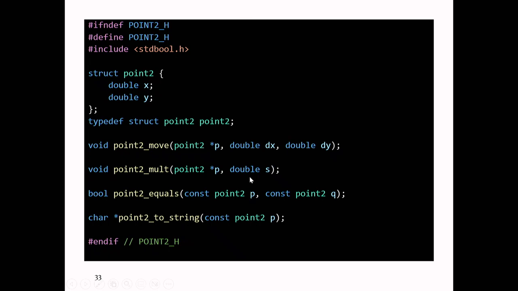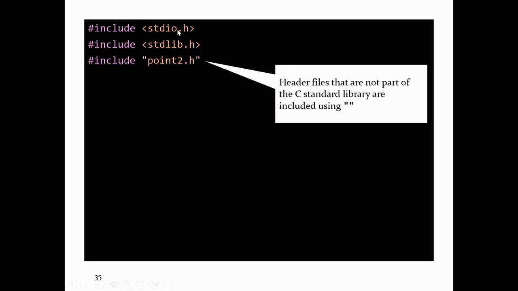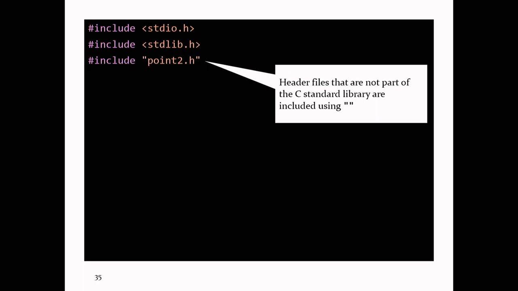Okay, so anybody who wants to use your point2 structure can just include this header file. But they still need the definitions at some point. The definitions go into the corresponding source code file. So this is point2.c, and this is point2.h. In point2.c, you're going to include your header file, because the header file has the structure definition and the declarations of all the functions that I want to define.